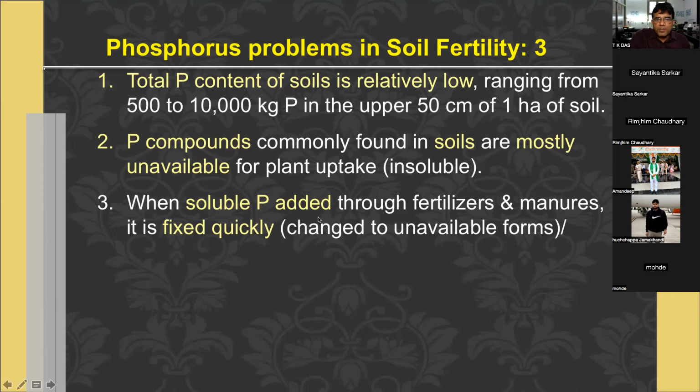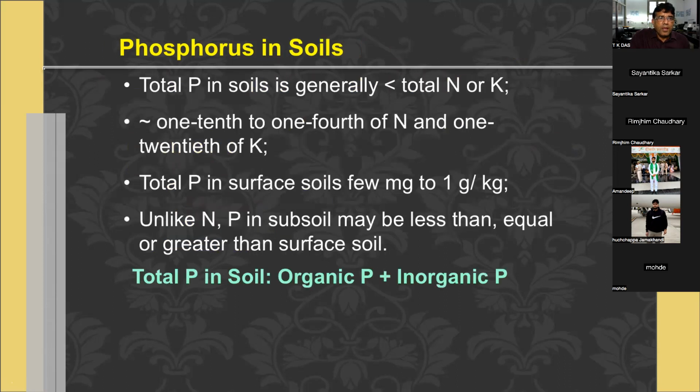When soluble phosphorus is added through fertilizers like single superphosphate and manures, it is fixed quickly. So it is changing to the unavailable form, or fixation happens. Or you can call it retention of phosphate is low.